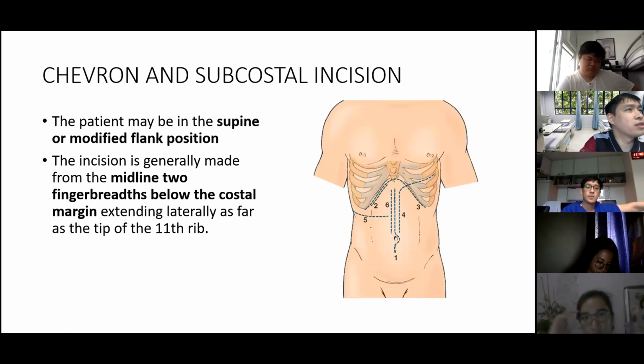Just to show you the difference between chevron and subcostal incision. The subcostal incision mainly starts just below the subcostal margin here. And if we're using the chevron, it just goes along the other side.